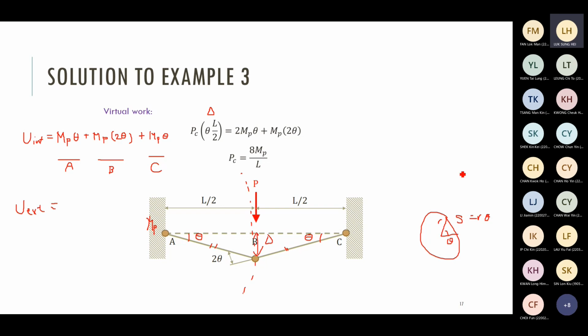So you have the energy equation. Once you have the energy equation, you can see that you have theta on both sides. Eliminate theta on both sides of the equation and put PC on one side of the equation. Then you have this answer, PC equal to 8 MP over L. This is upper bound theorem, pretty easy if you understand the steps. There's no matrix, no differential equation, right? No sine cosine, relatively straightforward. That is upper bound theorem.